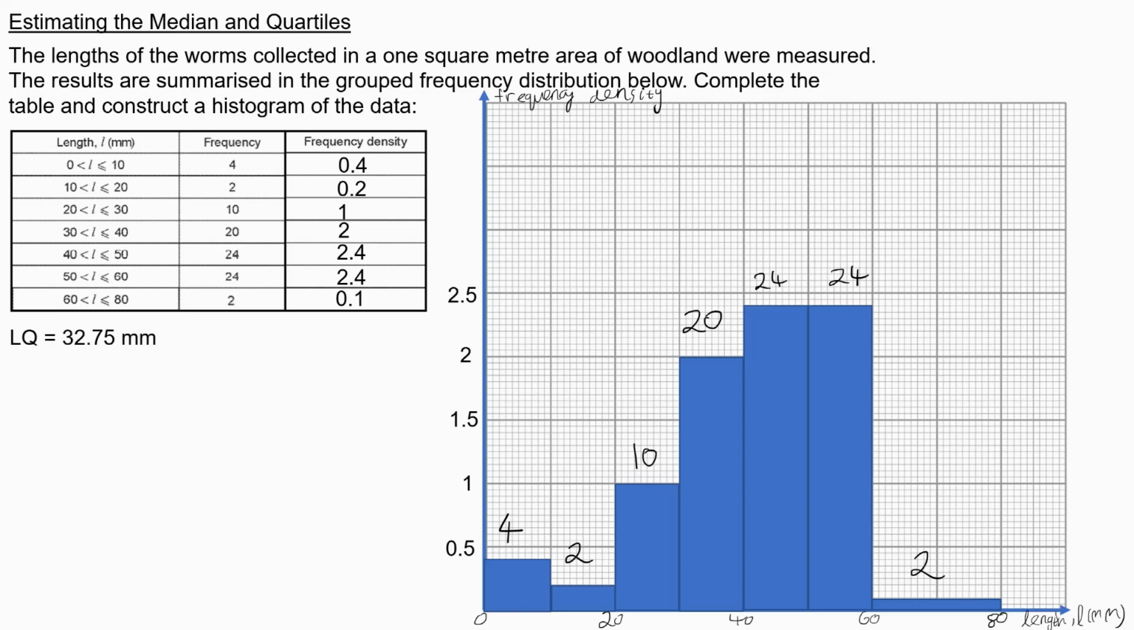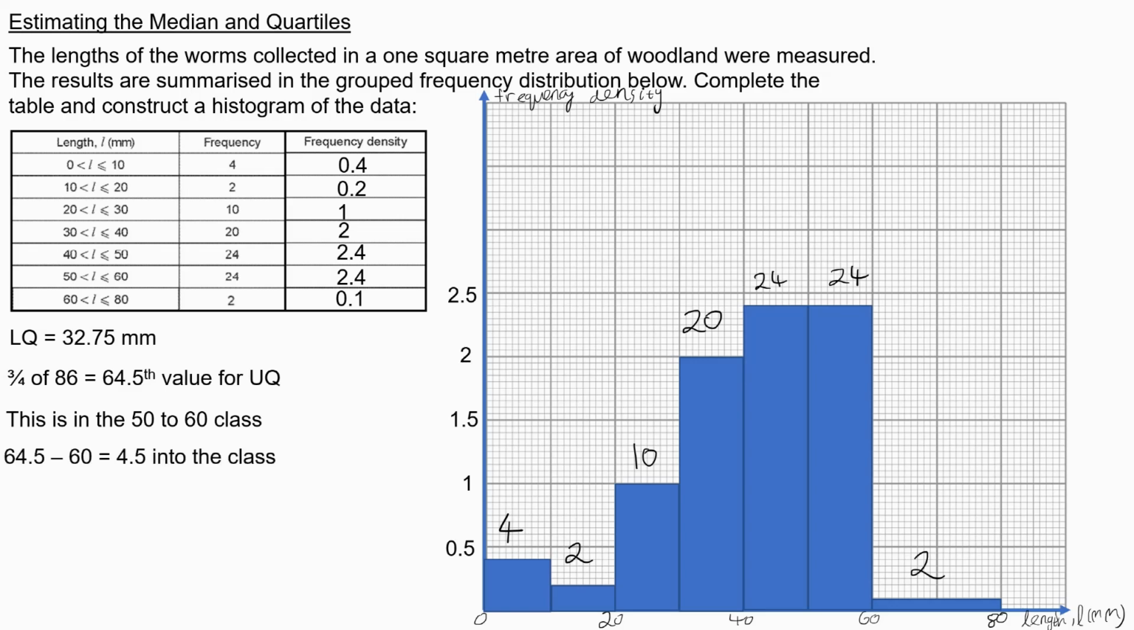To get the position of the upper quartile, we need to go 3/4 into the distribution. So I work out 3/4 of the total frequency, which is 64.5. So the 64.5th value is going to be the upper quartile. This is in the 50 to 60 class, and you can see that by working out cumulative frequency. And we can work out that this is 4.5 into the class, because up to 50 there are 4 plus 2 plus 10 plus 20 plus 24, which is 60 values. So we need to go 4.5 values into the class.